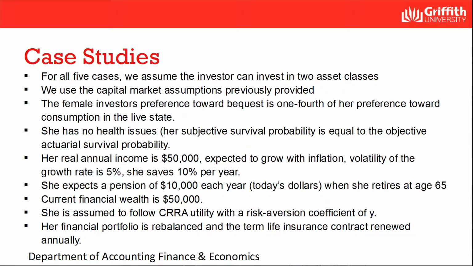She expects a pension of $10,000 each year in today's dollars when she retires at age 65. Her current financial wealth is $50,000, and she's assumed to follow CRRA utility with a risk aversion coefficient of gamma. Her financial portfolio is rebalanced and the term life insurance contract renewed annually.